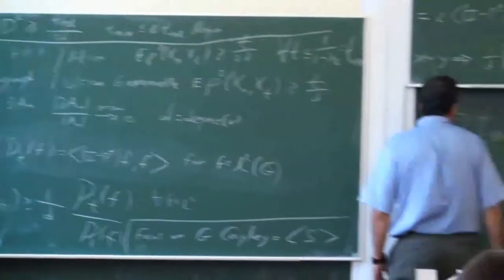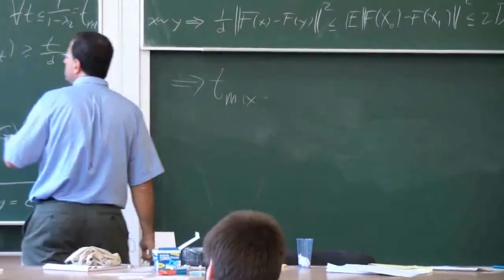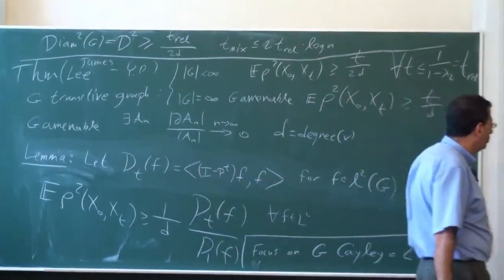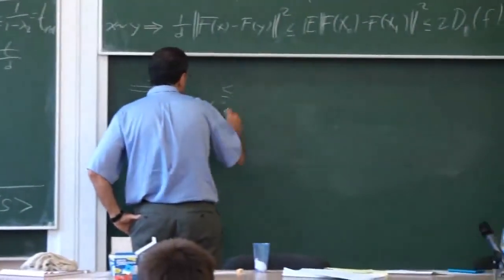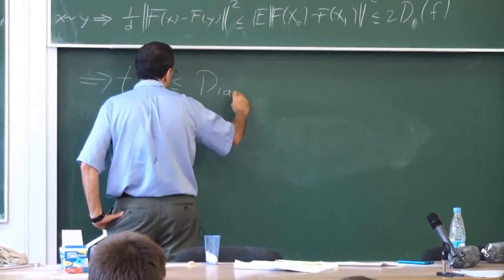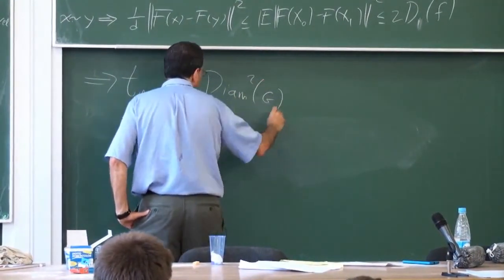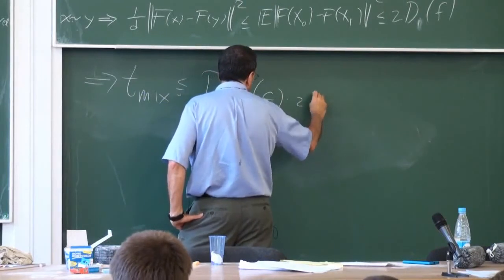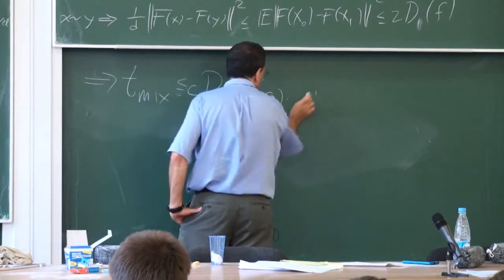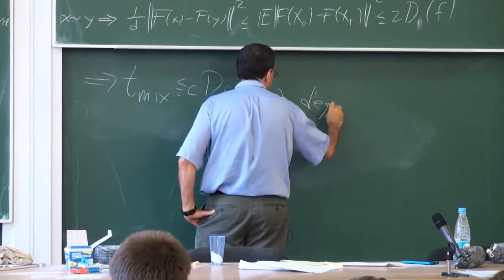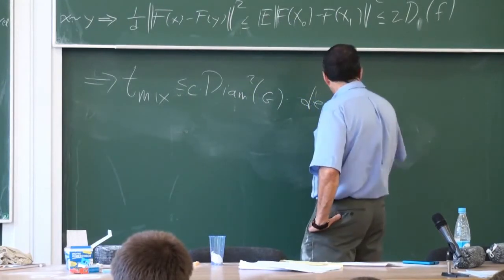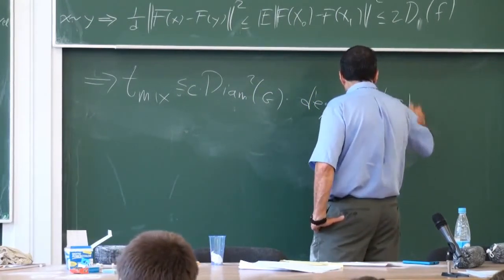Combining these, and again, n is just the size of the group, we get that the mixing time is bounded by the diameter squared, well, I'm going to ignore the constant out front, times the degree, times the log n, or I'll write it as log the size of G.